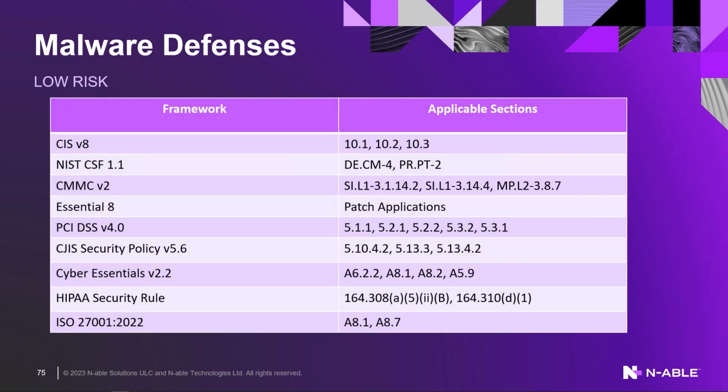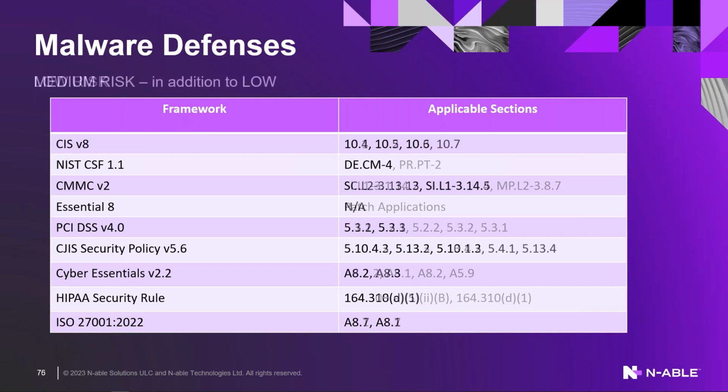So here are our low risk controls. Everybody is asking for something in some way, shape, or form. But whenever we move up to the medium risk profile, still everybody's got something to say here, because again, this is one of those primary concerns and primary agents of chaos that we have to contend with: malware.